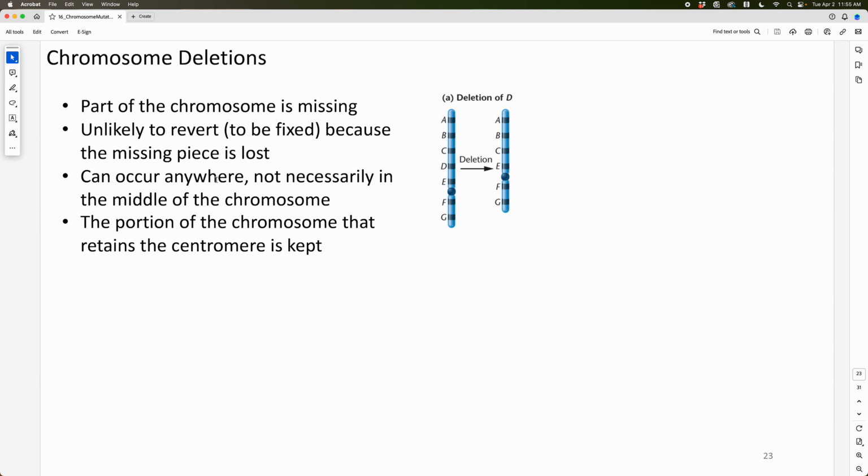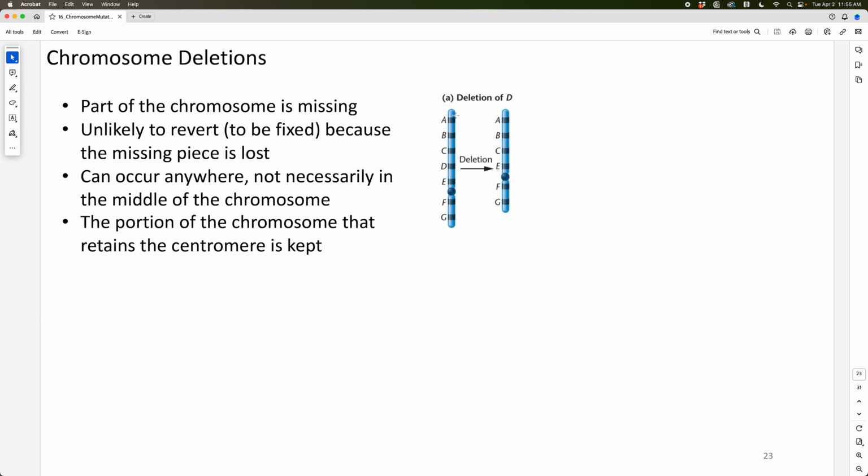So thinking about chromosome deletions, this is very simply part of the chromosome is missing. So during crossing over, maybe during the DNA replication, something went wrong and led to the loss of genetic material. This is unlikely to be fixed or revert back to the wild type state because that missing piece is essentially lost. It's not anywhere else in the genome, it's just gone missing. These chromosome deletions can occur anywhere on the chromosome. They might happen at the two different ends, at the telomeres. We might also see deletions that occur in the middle, which is what's shown in this image.